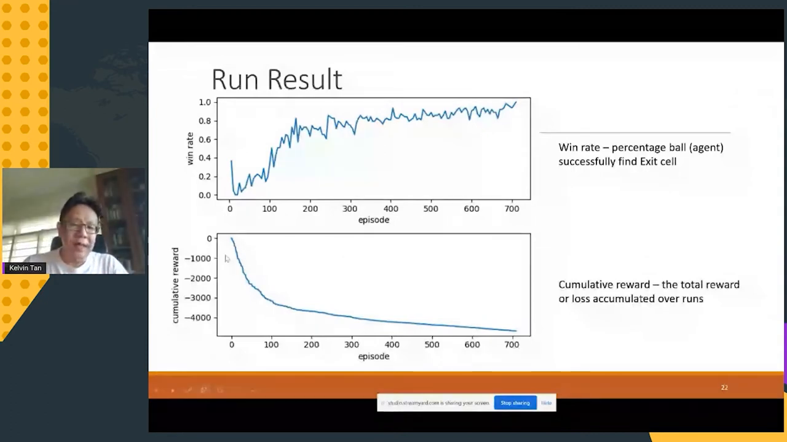So we can see that even at 700, initially it drops very much, but after that the rate of descent stabilizes. So eventually, if we allow this to run further, if we allow it to run more episodes, it will eventually recover. The reward will be in the positive territory.